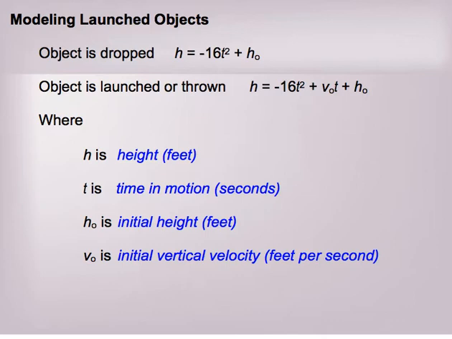T is the time that it's in motion, which is always typically going to be seconds unless the problem says otherwise. H sub 0 is the initial height. Okay, that's where the height actually starts. And then V sub 0 is the initial vertical velocity, the vertical velocity right at the beginning.